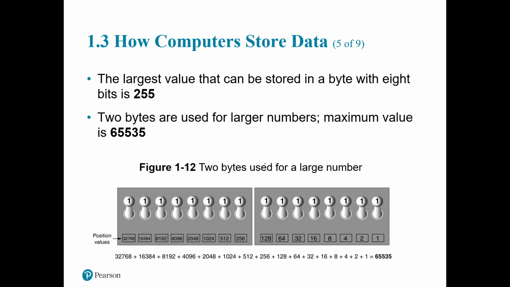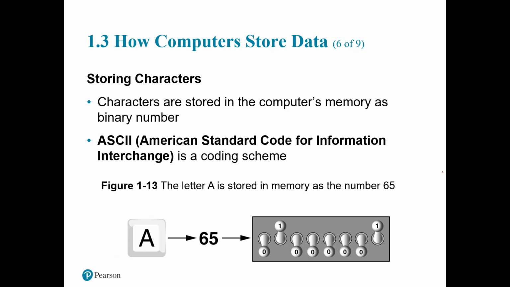The largest value that you can store in a byte with 8 bits is 255. And if you use 2 bytes, they're used for larger numbers, your maximum value goes up to 65,535. Here's an example where those numbers came from. So this number right here on this side is 255. And if we add another 8 bits to it, we're going to end up with 65,535.